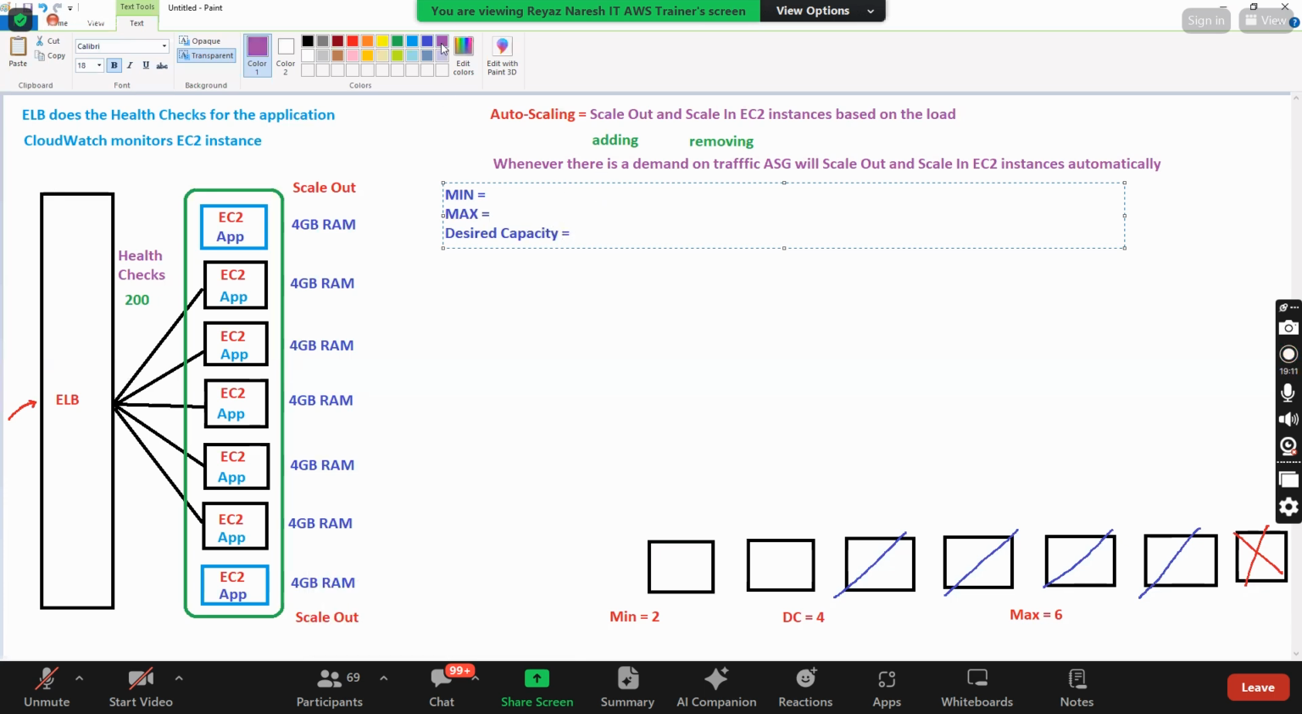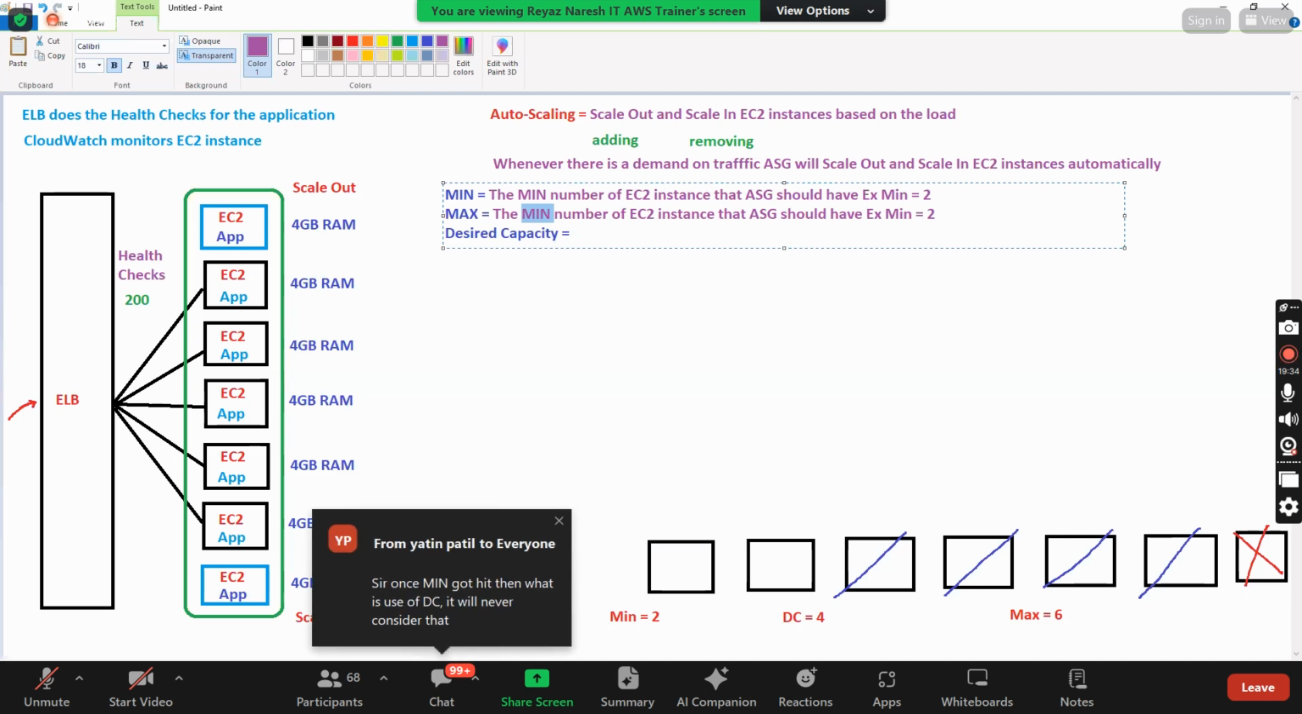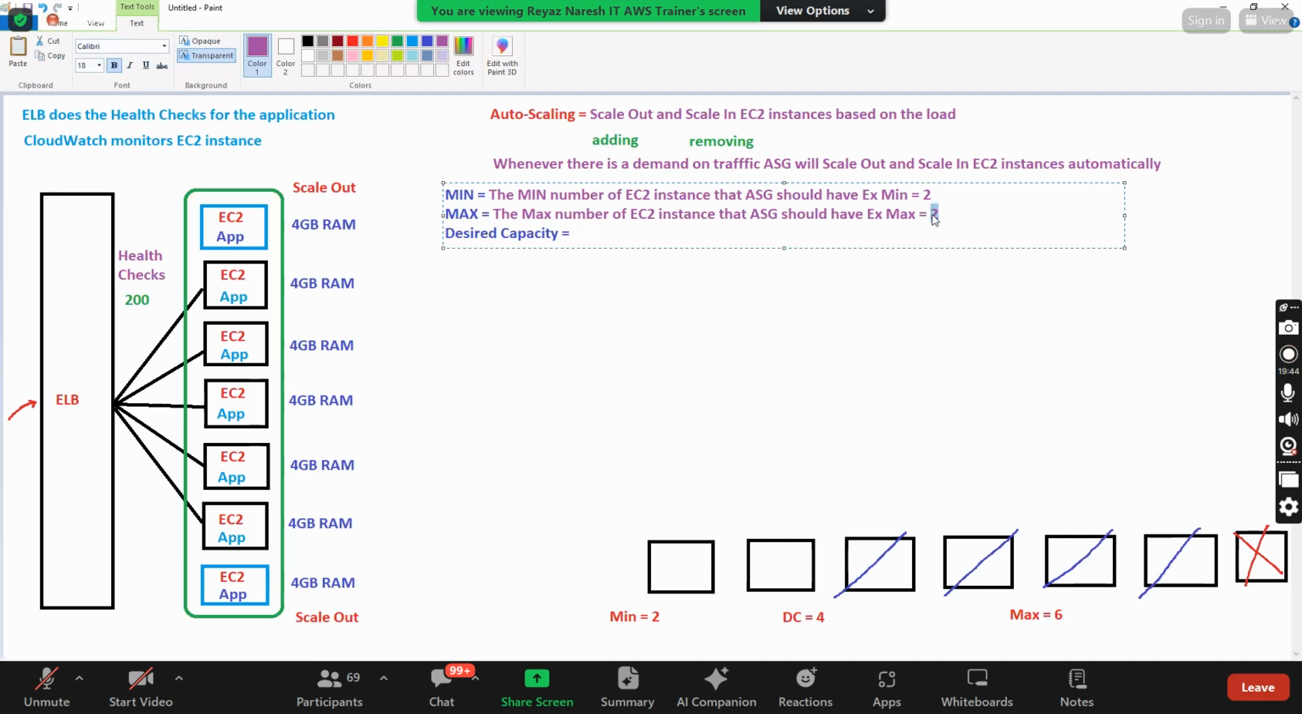What is minimum? The minimum number of EC2 instances that the auto scaling group should have. For example, minimum is 2. Maximum is the maximum number of EC2 instances, for example 6. Desired capacity will be considered initially.